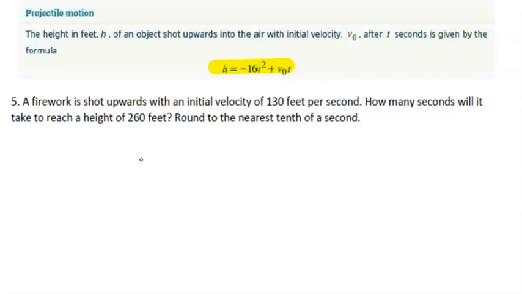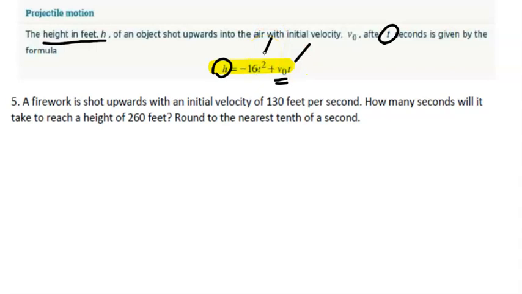So we see here that the height in feet is this h variable right here, of an object shot upwards into the air with an initial velocity of v sub 0. So that's this v with a subscript of 0, after t seconds is given by the following formula. And you'll see t is in two places. One is here and one is here.